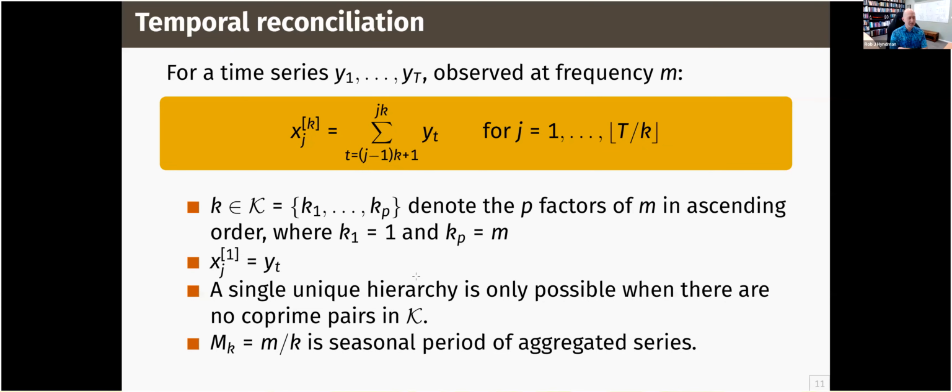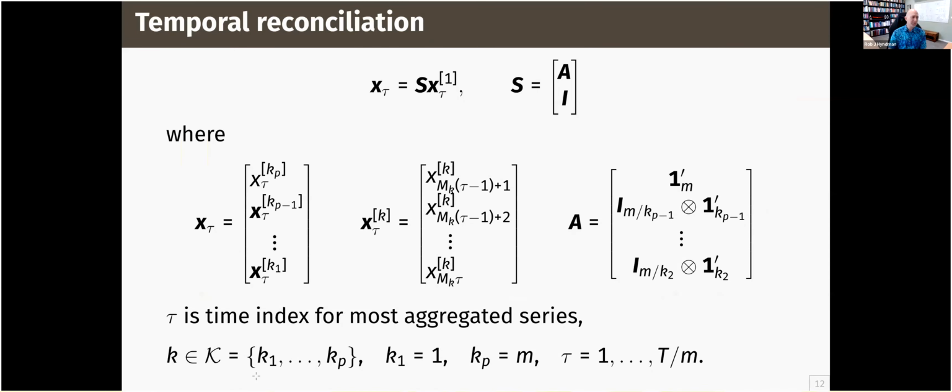You get a single unique hierarchy when there are no co-prime pairs, like you do for quarterly data, but not for monthly data. And the seasonal period of the aggregated series is M divided by K. So writing this out in our full notation, we have all of the different temporal aggregations for year tau. We have the summing matrix that I just described, and then we have the bottom level series, so that's at the most temporally disaggregated level. And then I can write down the S matrix using Kronecker products to construct all of the different aggregations. The circle with a cross through it is a Kronecker product.